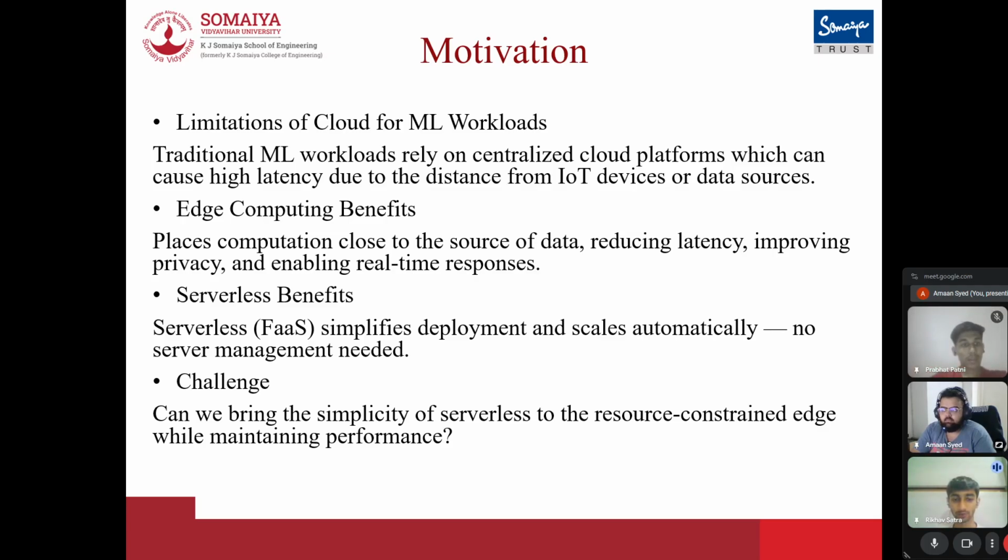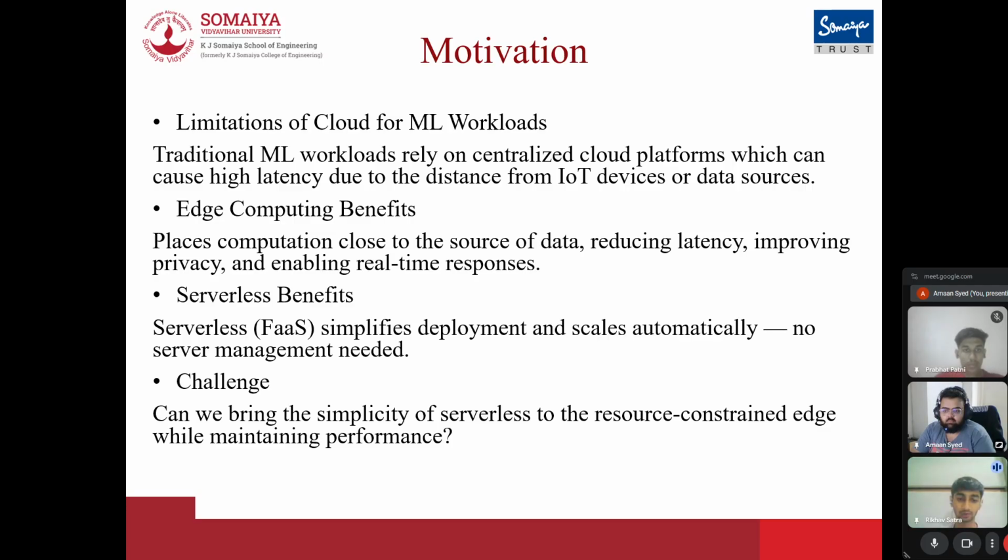Now think of edge computing as setting up a mini post office right in your neighborhood. The data doesn't have to travel far, so it gets processed much faster. This is especially important for things that need quick responses, like self-driving cars or smart traffic lights.